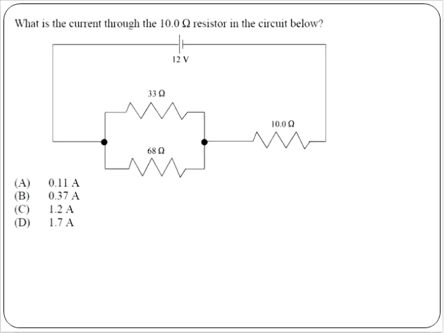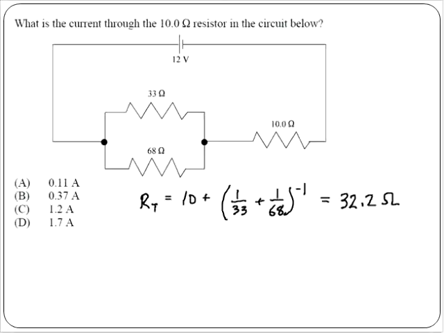So let's go through it. My total resistance is going to be 10 plus the parallel part. And the parallel part goes like this: 1 over 33 plus 1 over 68, reciprocal, in other words, to the negative 1. Put all that together, and you get a total resistance of 32.2 ohms.